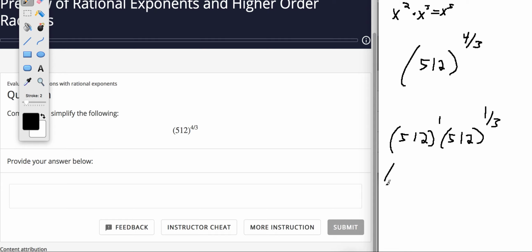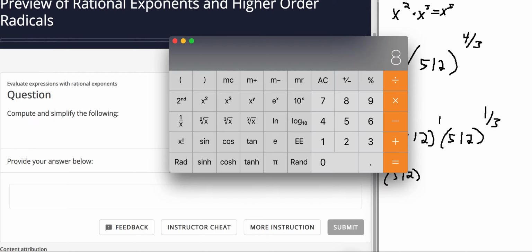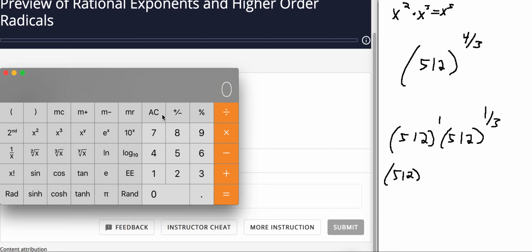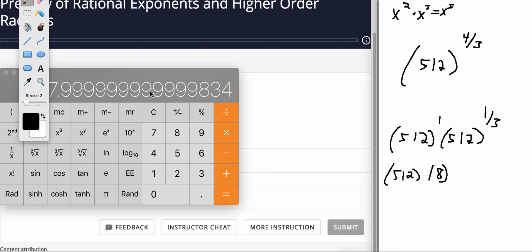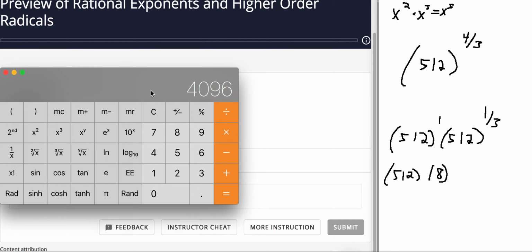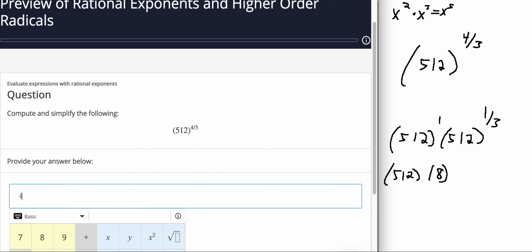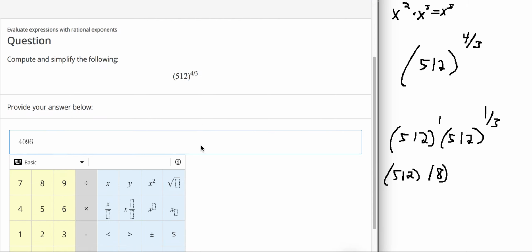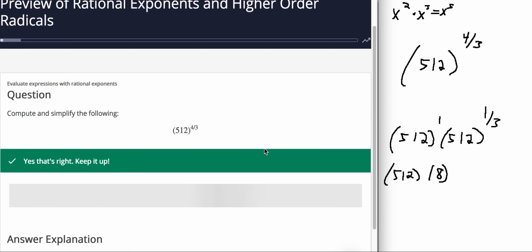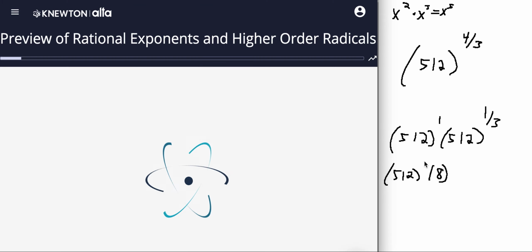And so what that allows us to do, and this came from a bit of intuition from just being a math teacher, is that 512 to the 1/3 power is the cube root. Or you could do it like this, 512 raised to the 0.333, 1/3 power, and it's going to make 8. So we got 512 times 8, that makes 4096. If you punched 512 to the 4/3 power in your calculator, you would have got it too. But that's how you could do it without a calculator.